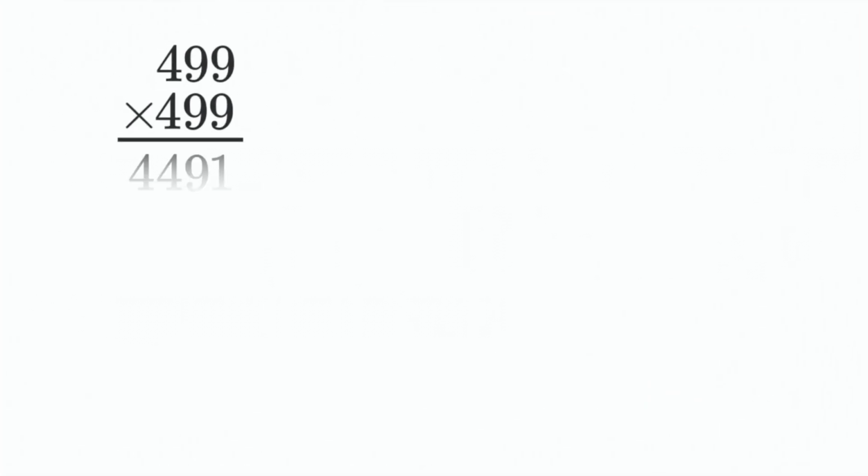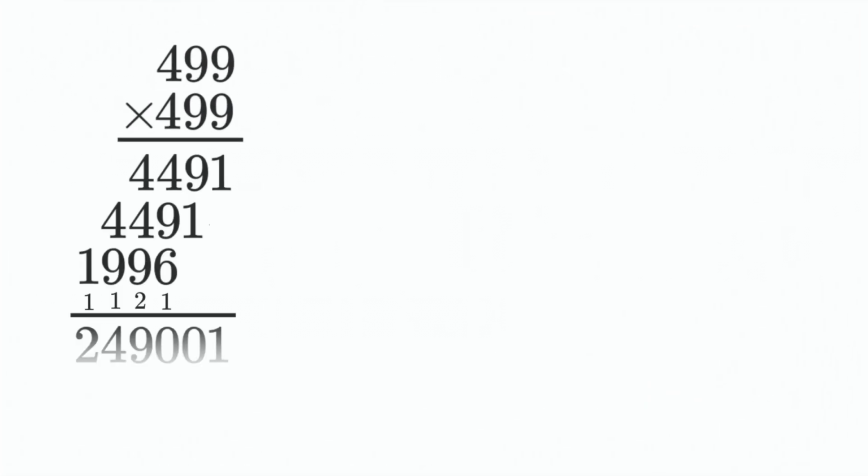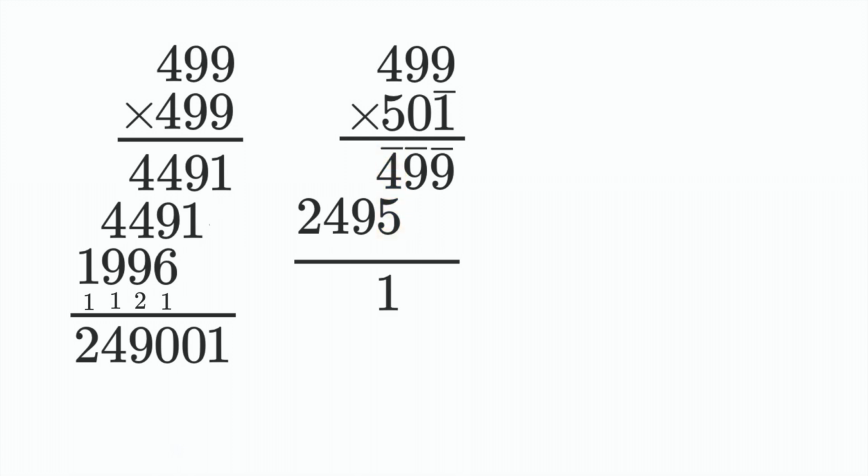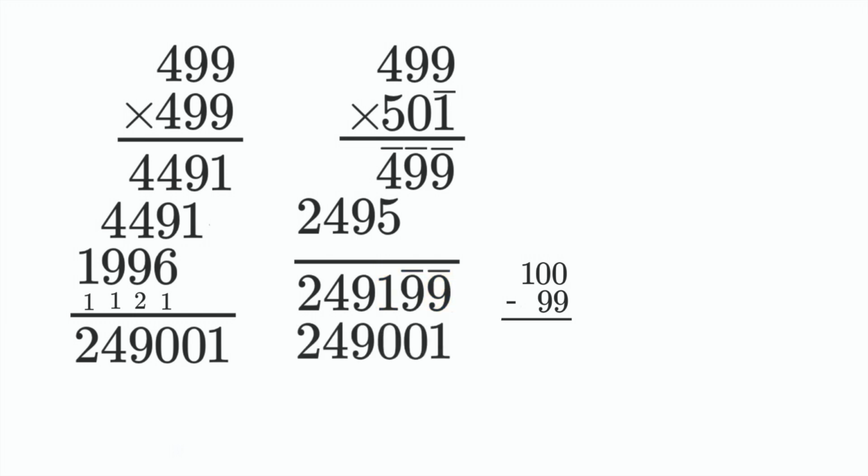This calculation is a bit tough. So let's change 499 into 500 minus 1. Then times negative 1 changes the sign, while times 5 doesn't. And negative 4 plus 5 is 1. This is 100 minus 99. 001. We get the same result.